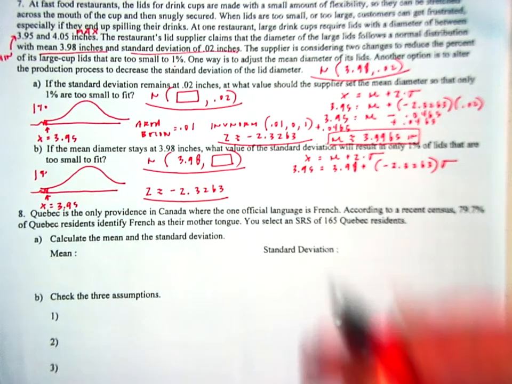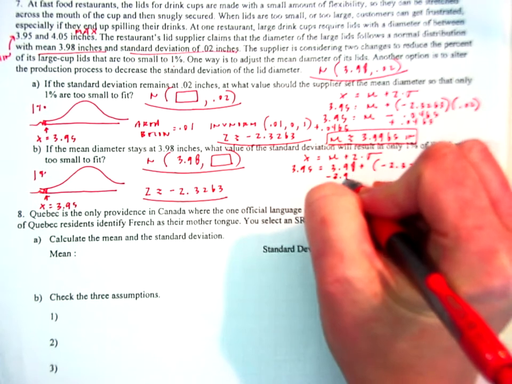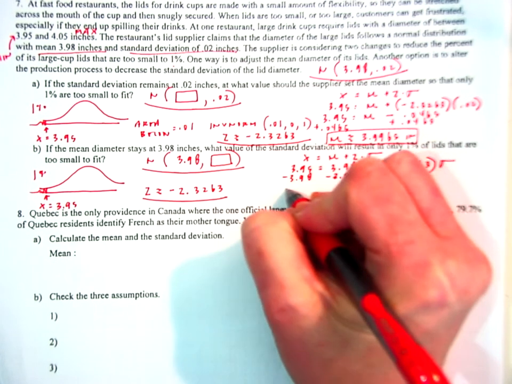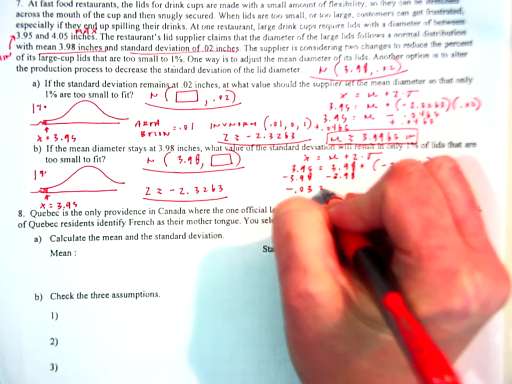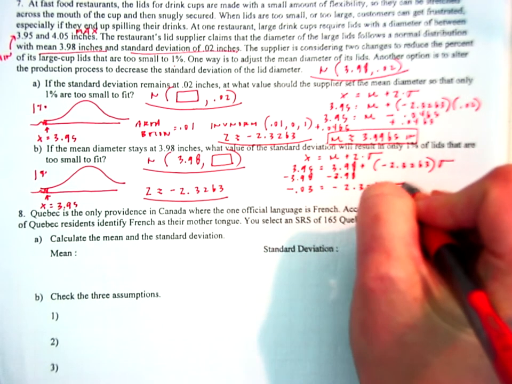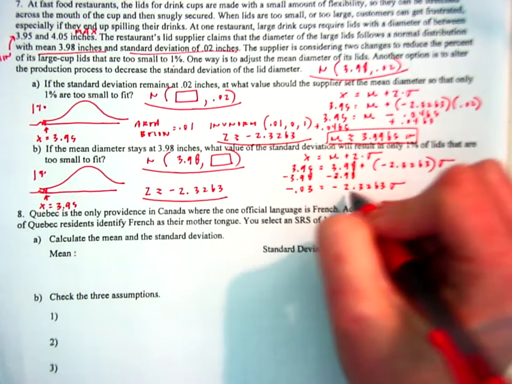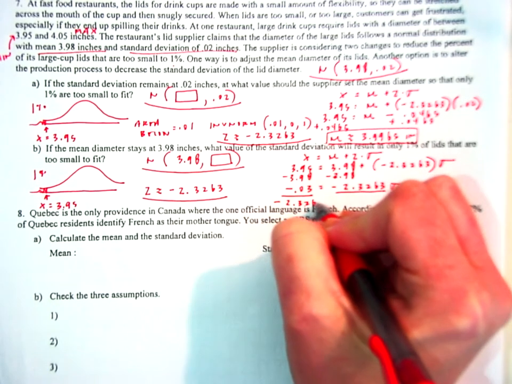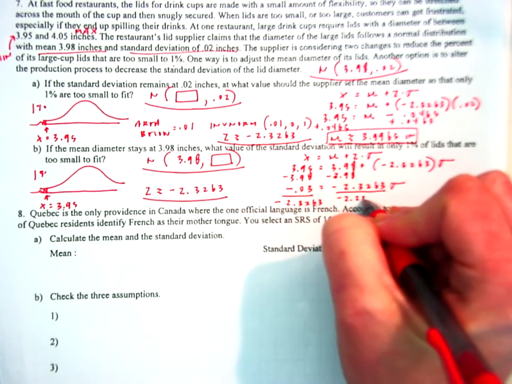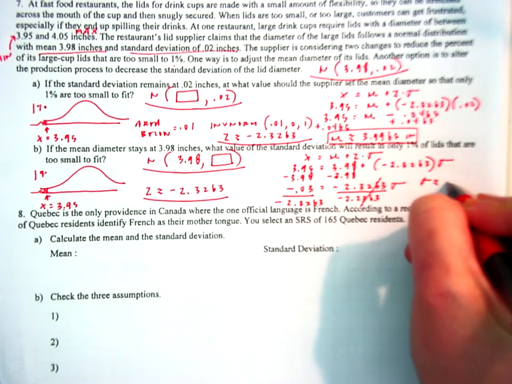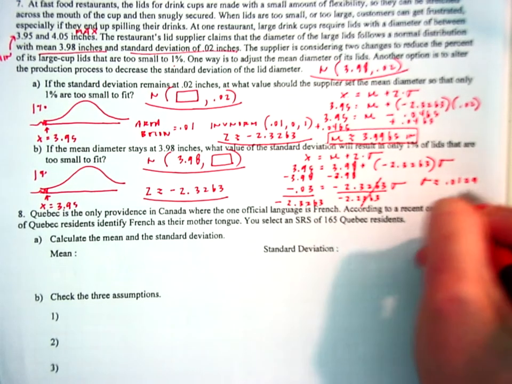Okay, so again, algebra problem. Take away the 3.98. So I get a negative 0.03 equals negative 2.3263 times our standard deviation. Divide away the negative 2.3263 from each side. And I get a standard deviation of about 0.0129 inches.